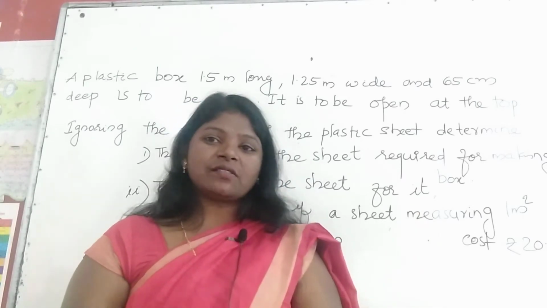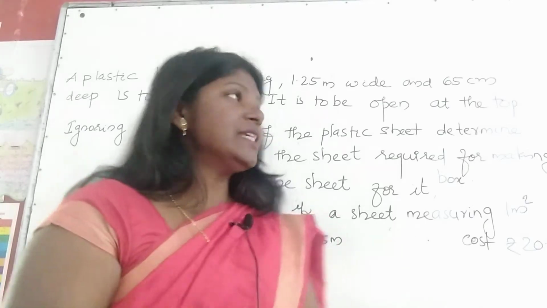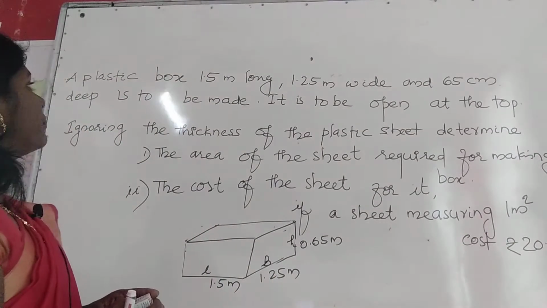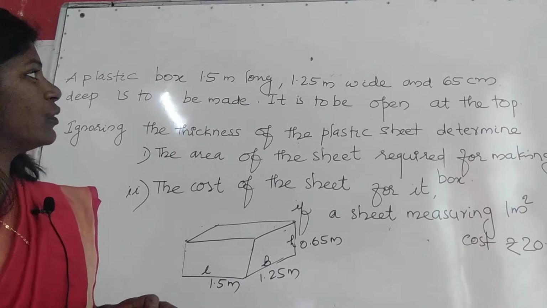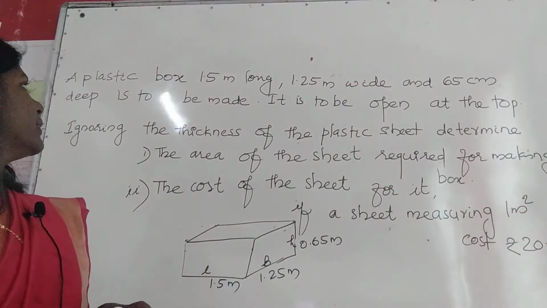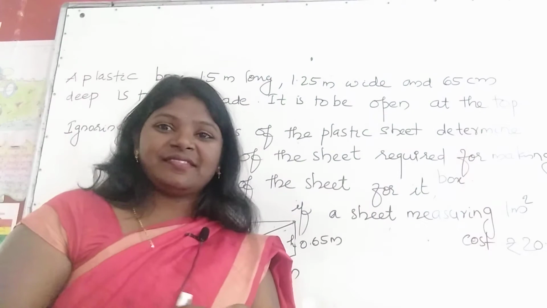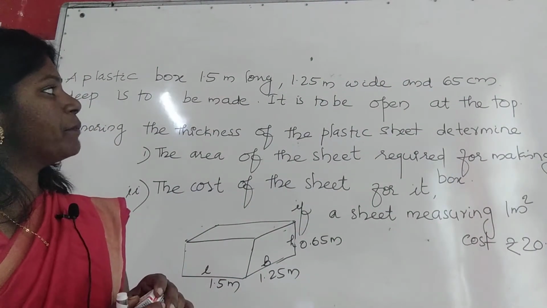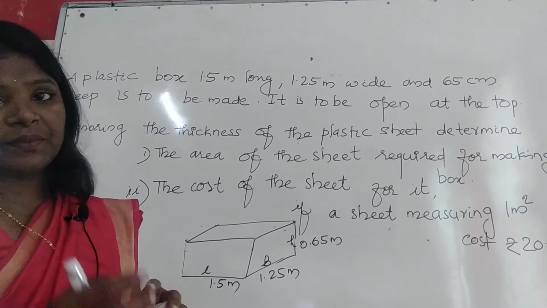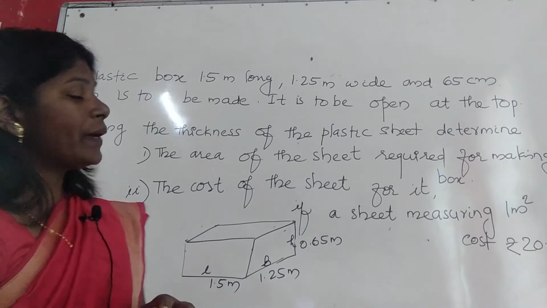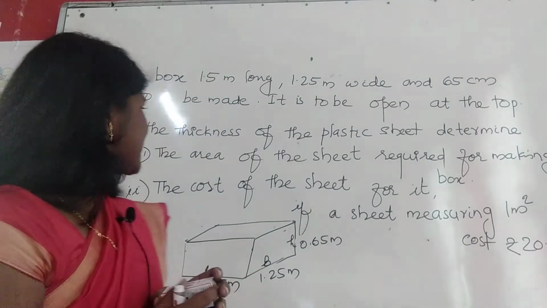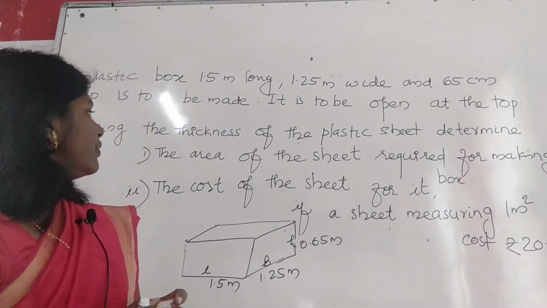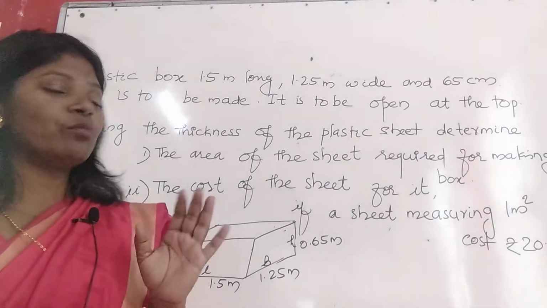Let us see what is the first question and how we can do this one. The first question of 13.1: a plastic box 1.5 meter long, 1.25 meter wide and 65 centimeter deep is to be made. First, what should we do? A plastic box is to be made. What are the measures? Length is 1.5 meter, breadth is 1.25 meter and depth is 65 centimeter. It is to be open at the top. Ignoring the thickness of the plastic sheet, determine: what should we determine? The area of the sheet required for making the box.